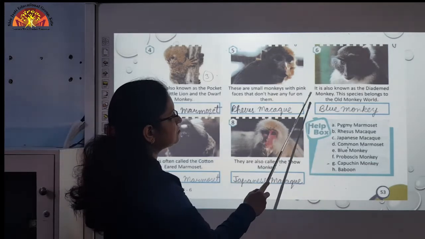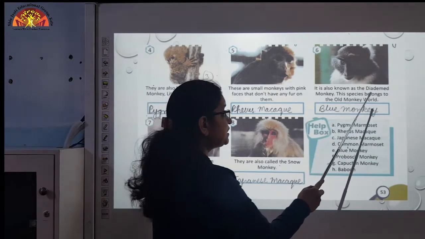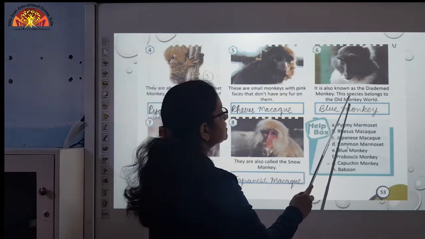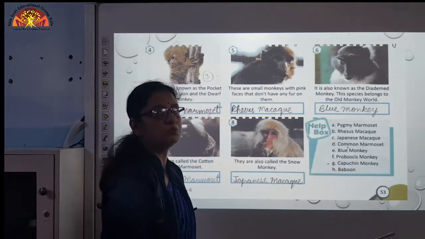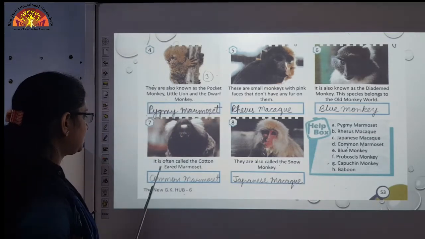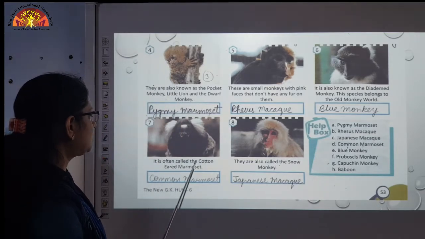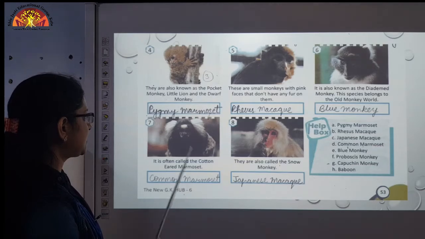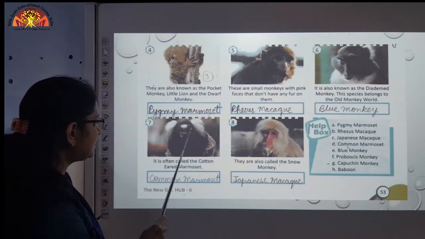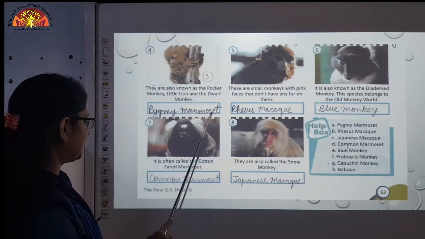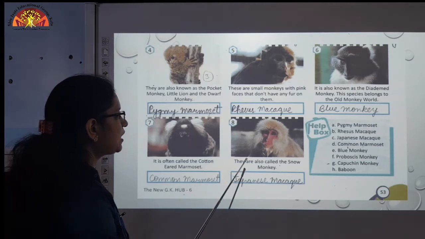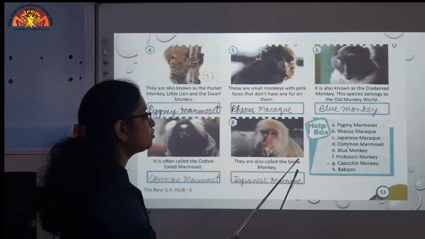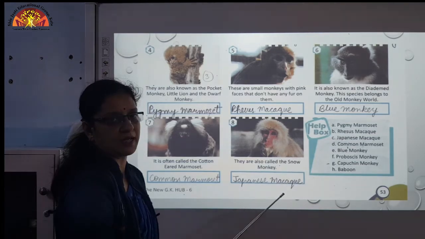Number 6. It is also known as Diomede monkey. This species belongs to the old world monkeys, that is blue monkey. Number 7. It is often called the cotton-eared marmoset. As you can see in the picture, how do the ears look to us? They look like cotton. That is common marmoset. Number 8. They are also called the snow monkey, Japanese macaque.